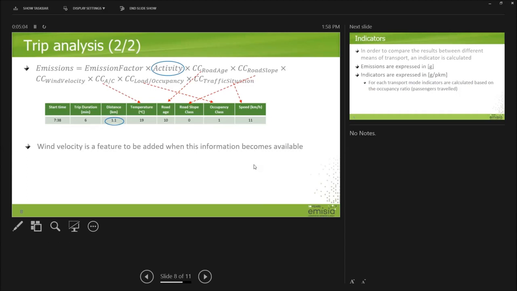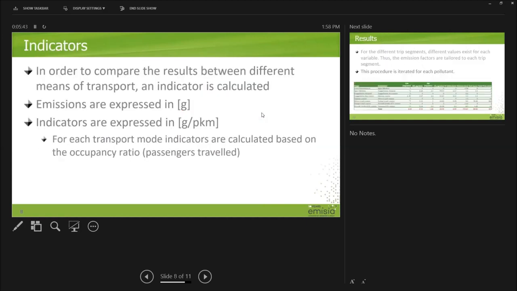We see here that the emissions are calculated using an emission factor, the activity, which in our case is the distance traveled, and then there are a number of factors affecting all the emissions. So we have the road gradient, which in our case is 10. And you can see which emission factor corresponds to which parameter in our case. The only parameter that is not available is the wind velocity, which will be added when this information becomes available.